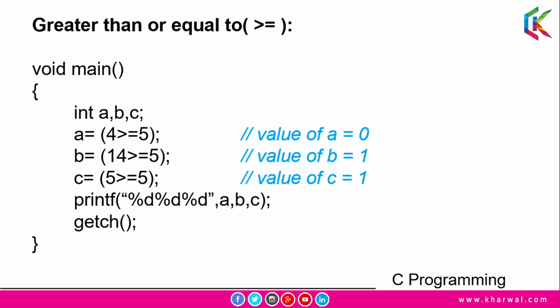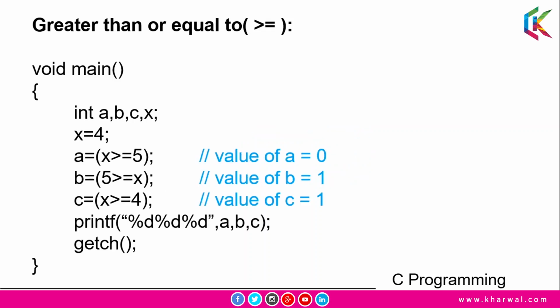Now guys, we can also use variables in these expressions. So let's take an example of it. Guys, we have declared 4 integer variables a, b, c and x, and we have initialized x by 4. So in the first expression, this expression will be false because the value of x is 4 and 4 is not greater than or equal to 5. So the value of a will be 0.